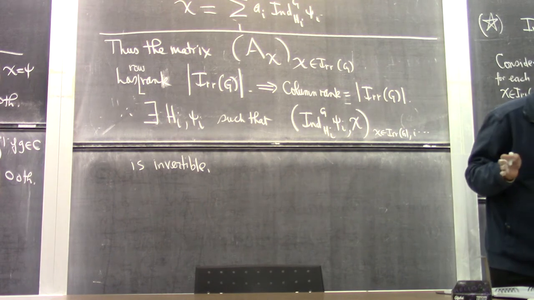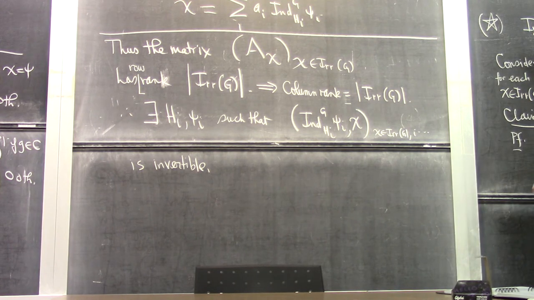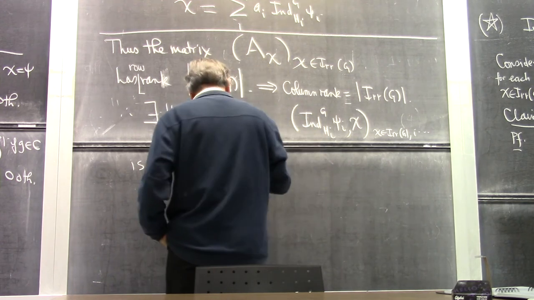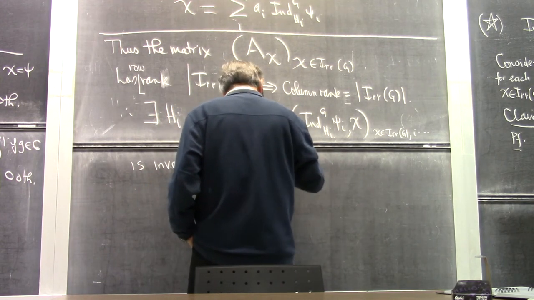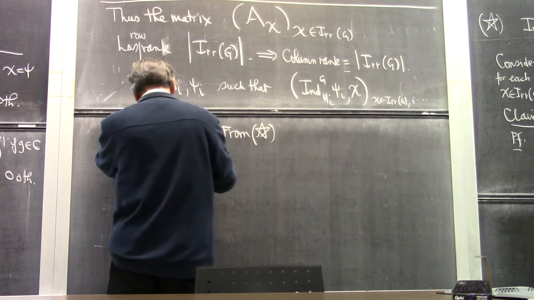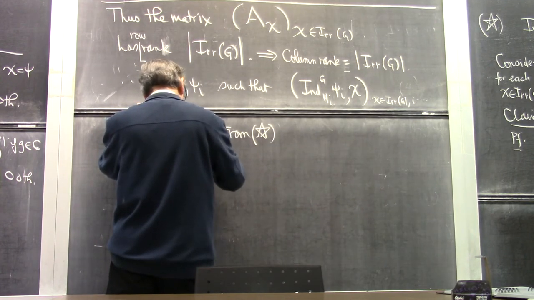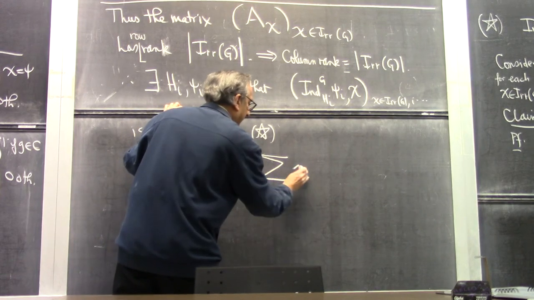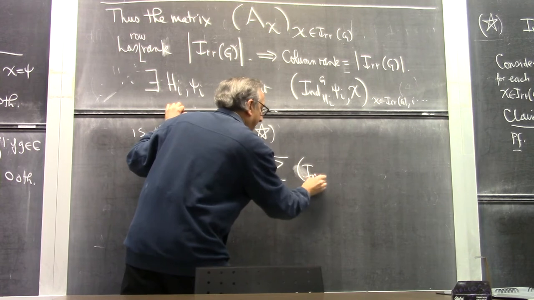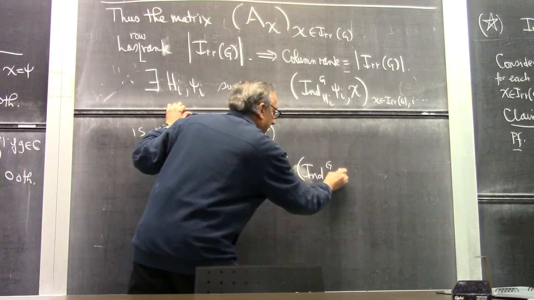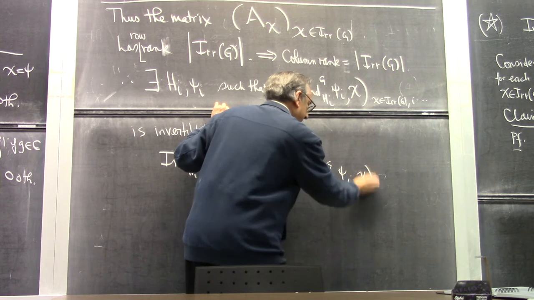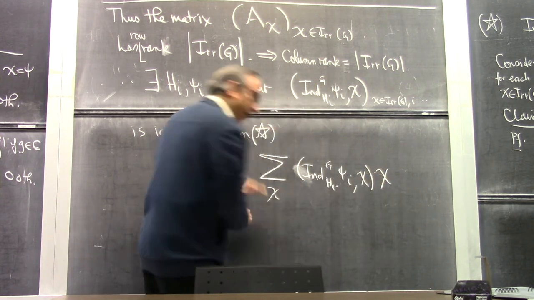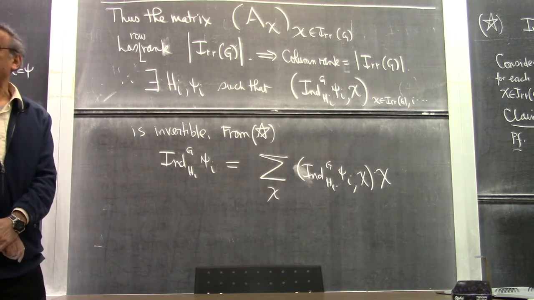Right? So that particular matrix is invertible. Now, look at this equation star with these HIs. Thus, from star, what do we have? Induction of psi I from H to G equals the sum of the multiplicity of chi in the induced character times chi, right? That's where chi is running over the irreducible characters of G.